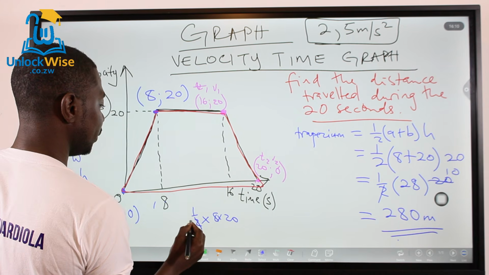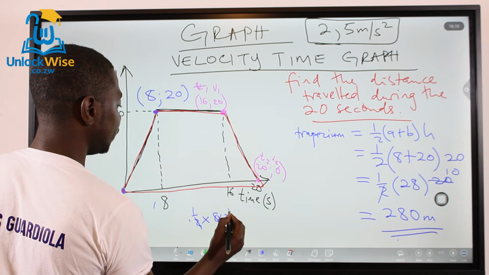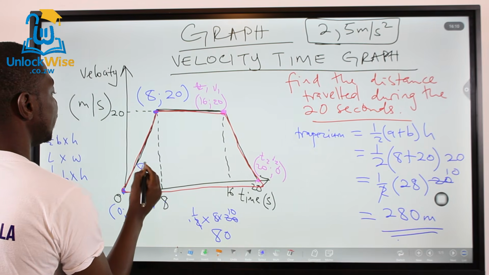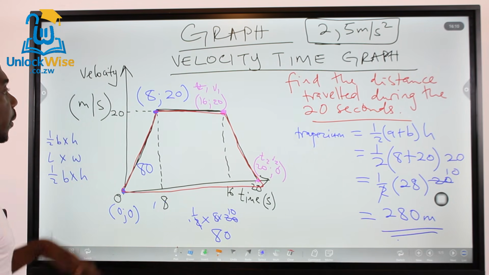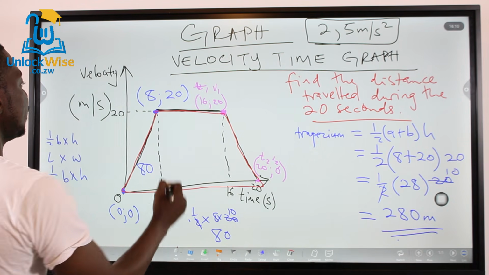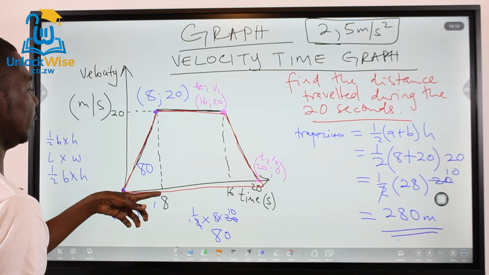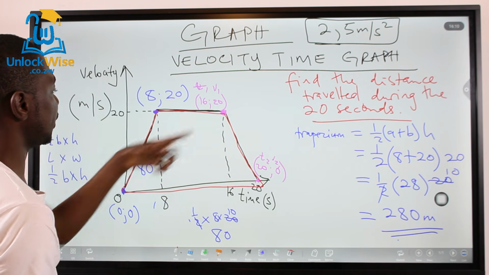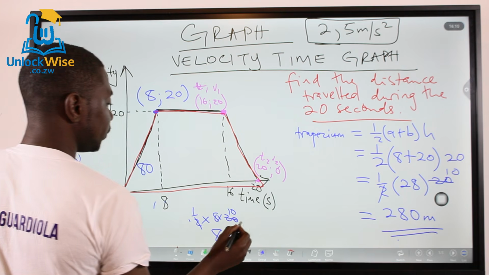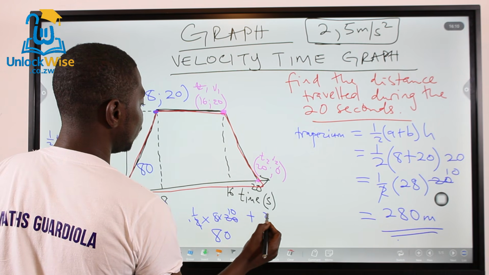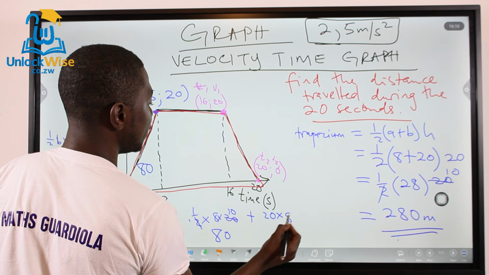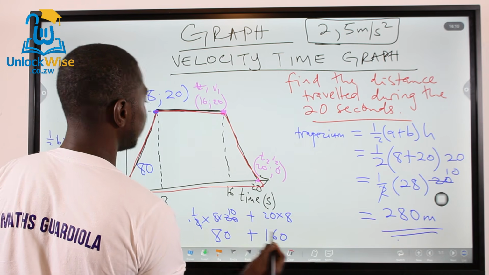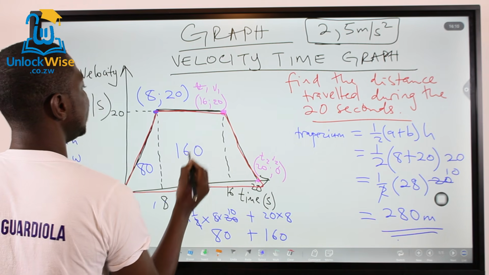So this will give me 1, 10, and this is 80. Okay, so this part is 80. Then length times width, we have our length as 20 and our width is 8. So 20 times 8, this will give us 160. So this part is 160.